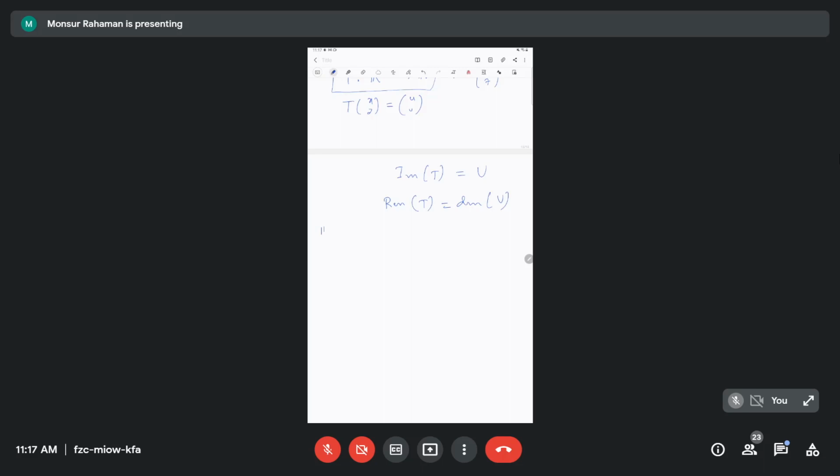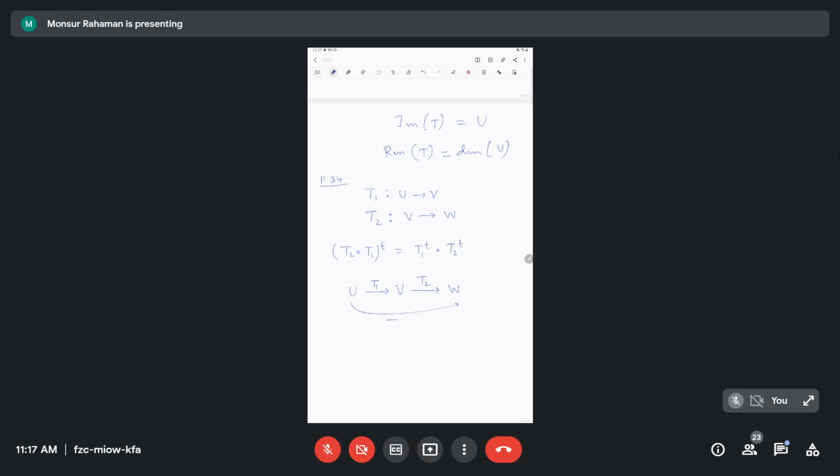Let's try it. I don't know whether I can prove it or not. If T1 is a linear transformation from U to V and T2 is another linear transformation from V to W, you have to prove that (T2 compose T1) transpose equals T1 transpose compose T2 transpose. It is like for matrices, the transpose of AB is B transpose times A transpose. The same has to be proved for linear transformations. So obviously U to V is T1, and V to W is T2. Then U to W is the composition T2 compose T1.